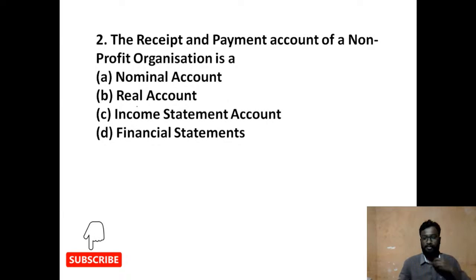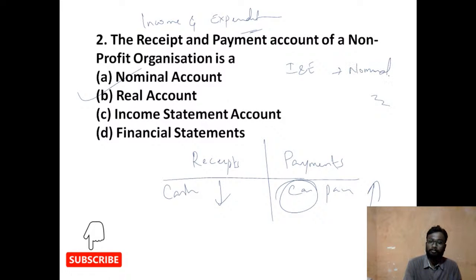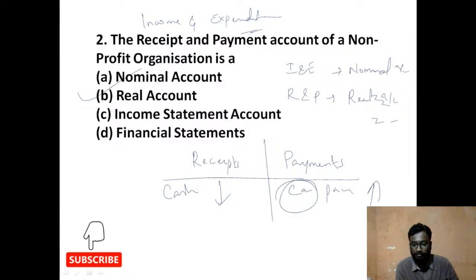Account. Cash receipts. So income and expenditure account is a nominal account, whereas receipts and payments account is real account. Isn't it?